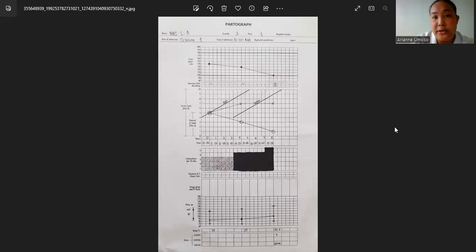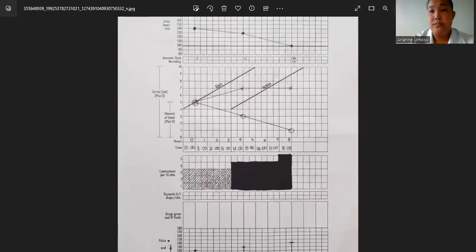This is my Partograph, and the function of the Partograph is to monitor the progress of labor and identify and intervene in cases of abnormal labor. Before we start, let me give the overview. First is the mother's information.